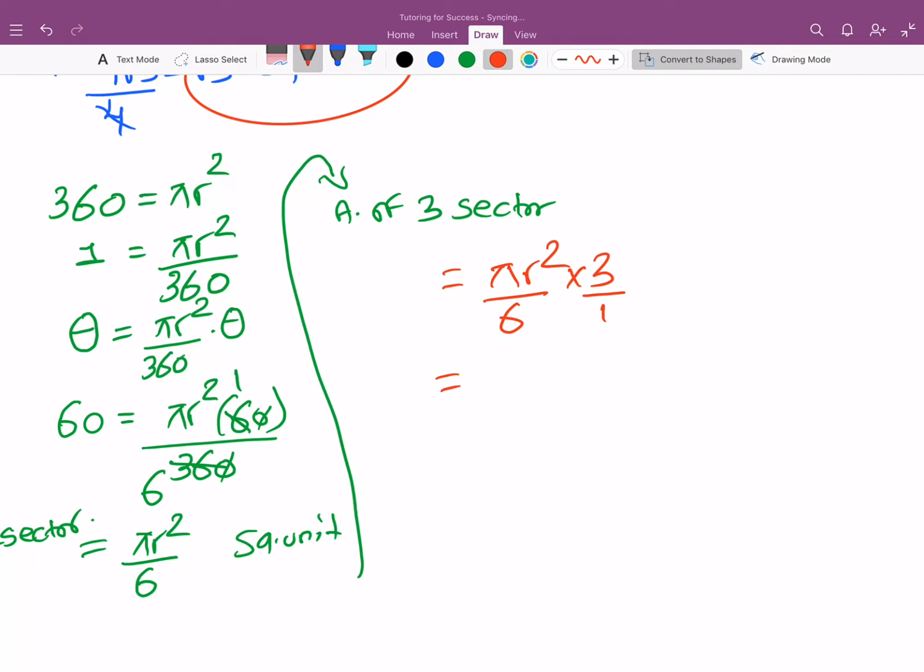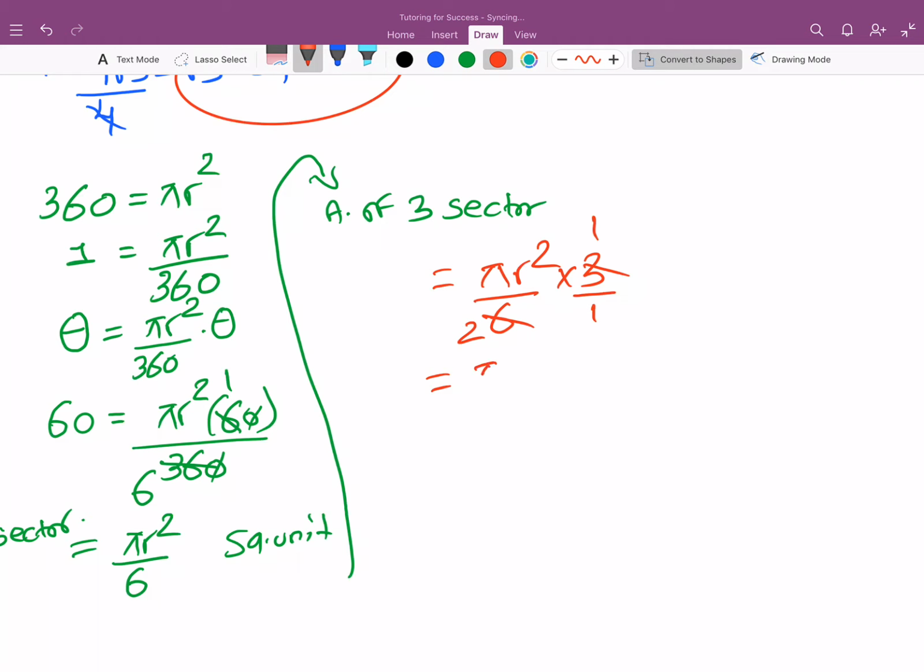Just place 1 underneath, make it look like a fraction. So simply there is 1 three in 3, and there are 2 threes in 6. So you get pi r squared over 2. So now is the easy part.